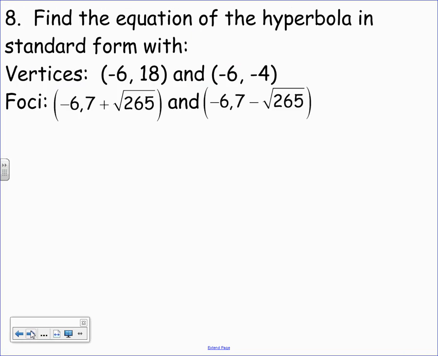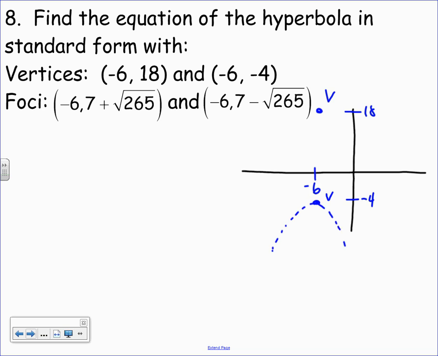Find the equation of the hyperbola, blah, blah, blah. Oh, this one's got gigantic numbers. Look at that, an 18. Gosh, that's just mean. Here I go. All right, so I have a vertex at (-6, 18). And then I have another vertex at (-6, -4). In other words, this graph kind of looks like this. That's how those work. So I'm opening in the y direction.